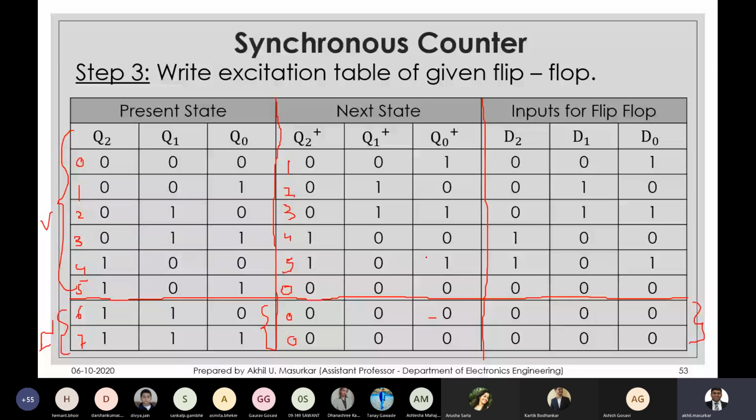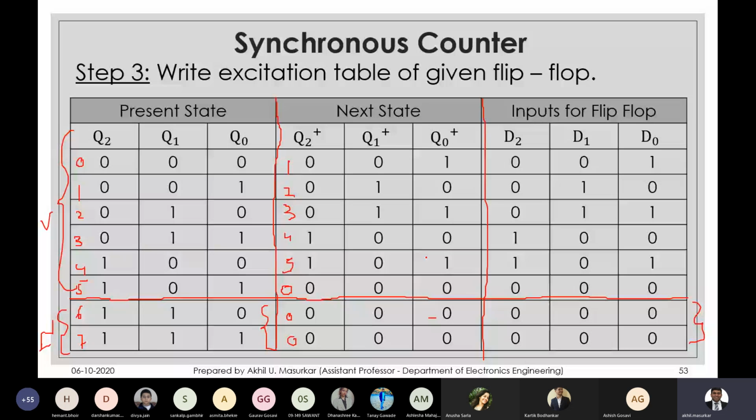It will be error free, it will be fast, everything will be good, but at the expense of additional hardware. So I want you all now to calculate the K-maps for D2, D1 and D0. D2 will be in terms of Q2, Q1, Q0. D1 will be in terms of, again, the present states, and D0 will also be in terms of the present states. So please calculate this and tell me the answer.